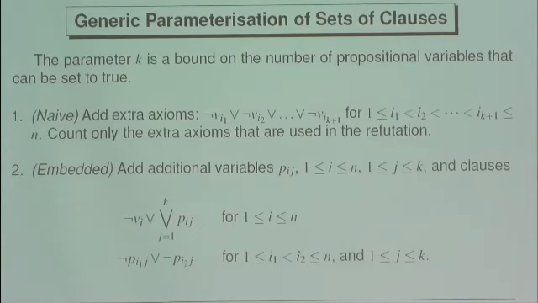So first of all, I'll start with what I call a generic parameterization of a set of clauses or formulae in conjunctive normal form. And that is the parameterization that we had on the previous slide by the weight of potential satisfying assignments.